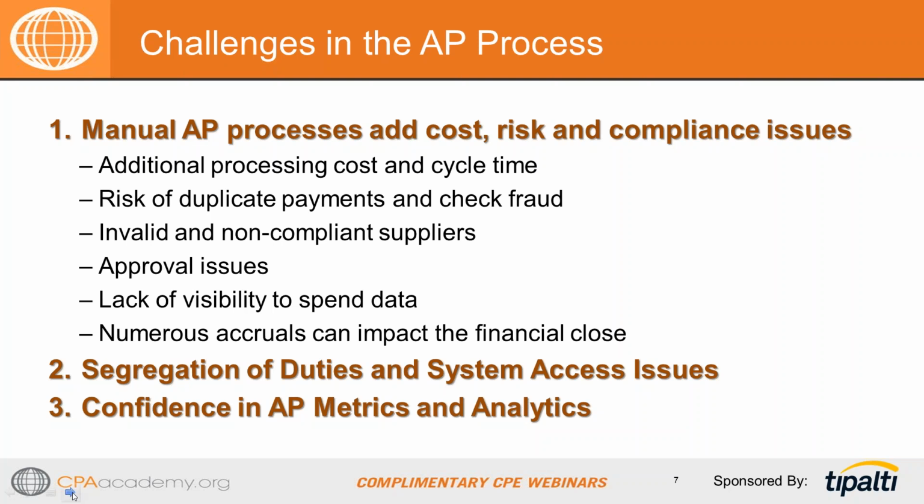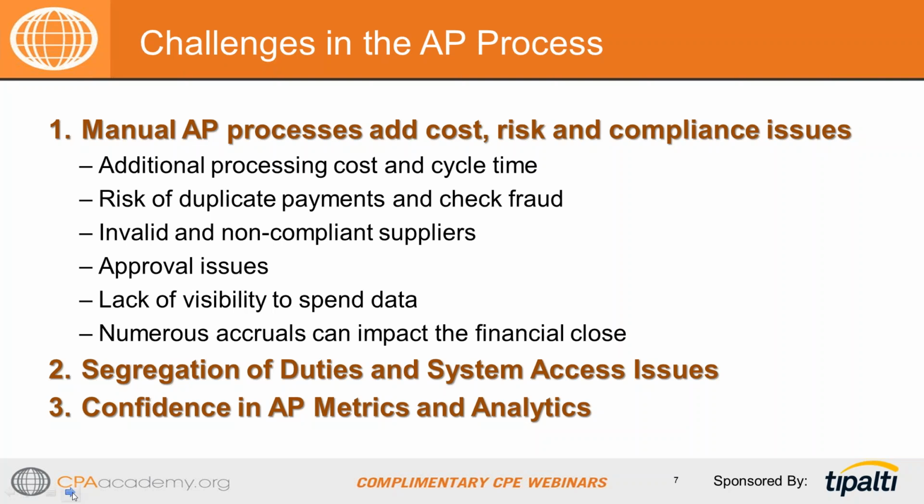Without the right systems and the right timing of getting that spend into the system, we don't get a timely and accurate visibility of the spend data, which of course is going to impact decision-making, budgets, and what have you. And with a manual process, we have those numerous accruals that can impact the timing and accuracy of the financial close. Also with a manual process, we have segregation of duties and system access issues because we can't really control that paper. And with automated processes, we can certainly control who's processing invoices and who has access to the right data needed to do their job.